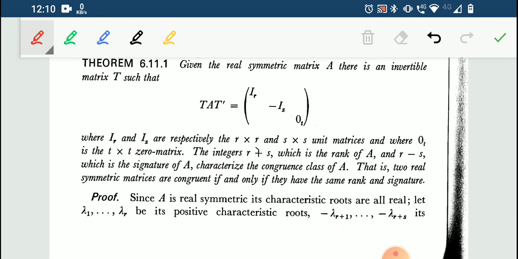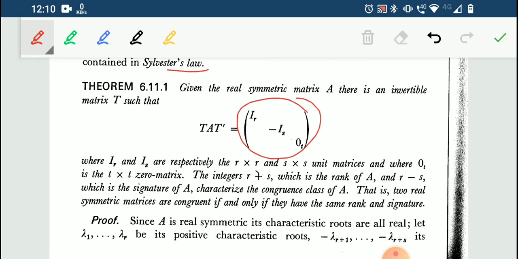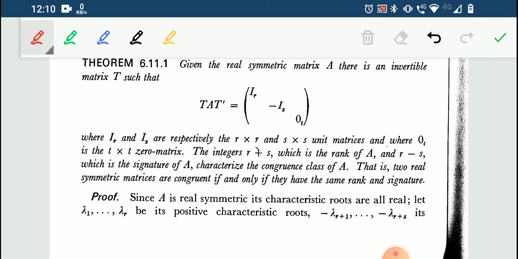So we first have to show that this type of matrix exists, that is, for different T or different invertible matrices, this type of matrix exists. So that's what we are going to prove in the beginning. So how to construct that?